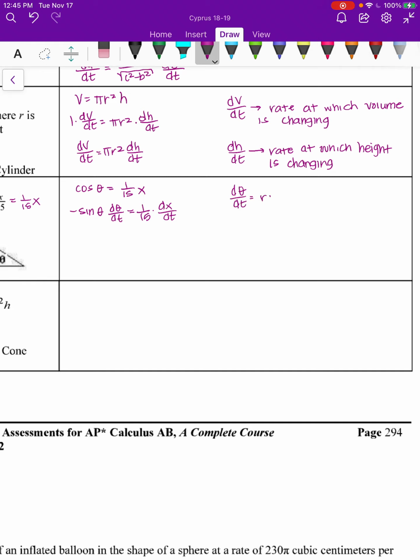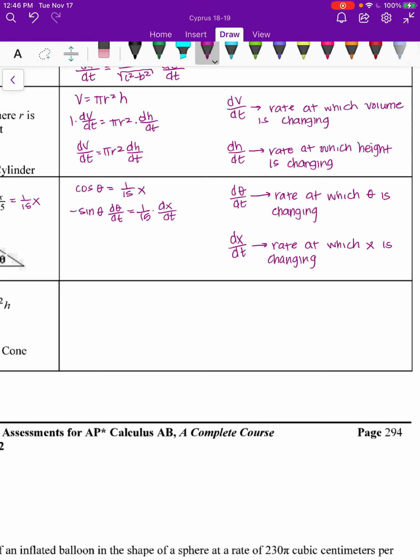So the two rates we have d theta dt, which is the rate at which theta is changing. And you can see what theta represents in that picture. And then dx dt is the rate at which x is changing. Okay.